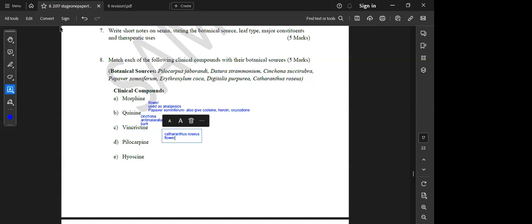For leaves, I think it is digitalis, eucalyptus, the tobacco leaves, and Atropa belladonna. You sure? Because for morphine, it's not the flower. Morphine is the unripe capsule or seed.